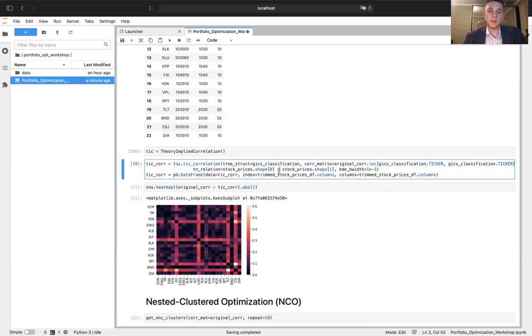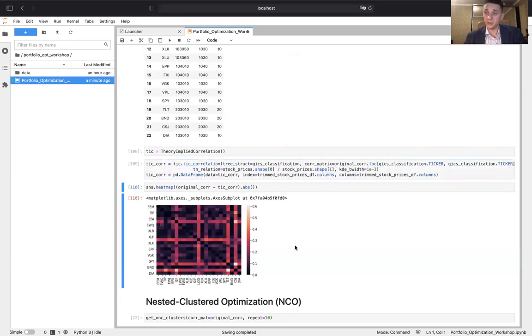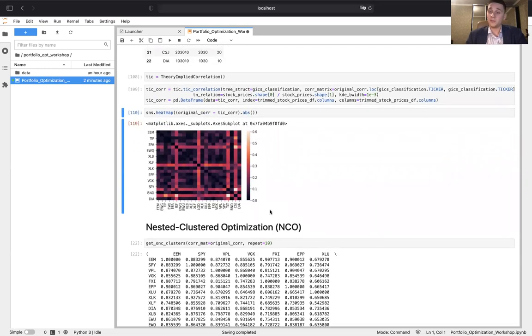And now we can create our theory implied correlation matrix and find the difference between theory implied and original correlation matrix. Here we can also see that the difference is quite substantial, because by adding this, we have added our economical and fundamental view on the way assets should be clustered and combined it with our empirical views on correlations, right? So now let's move into a machine learning type of algorithm, which is nested clustered optimization.